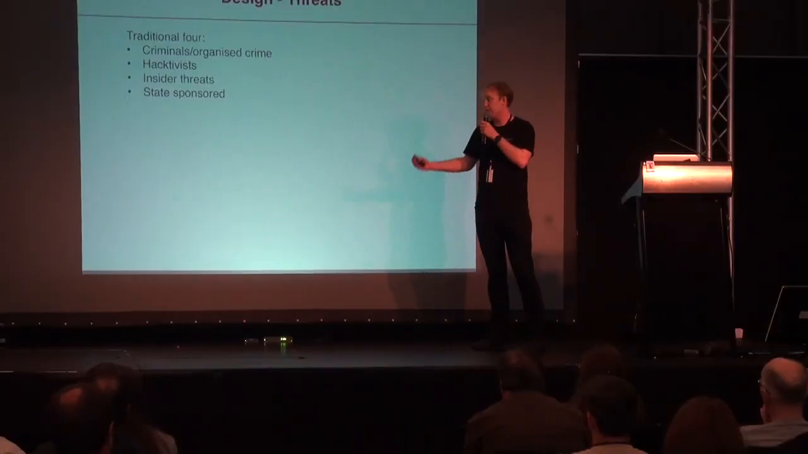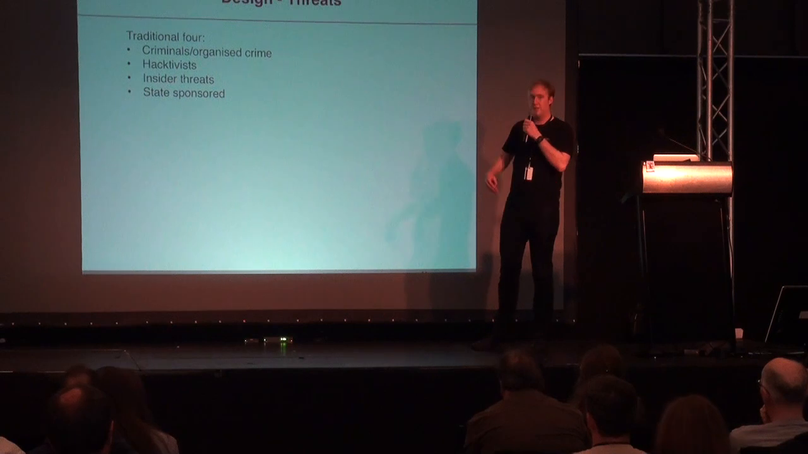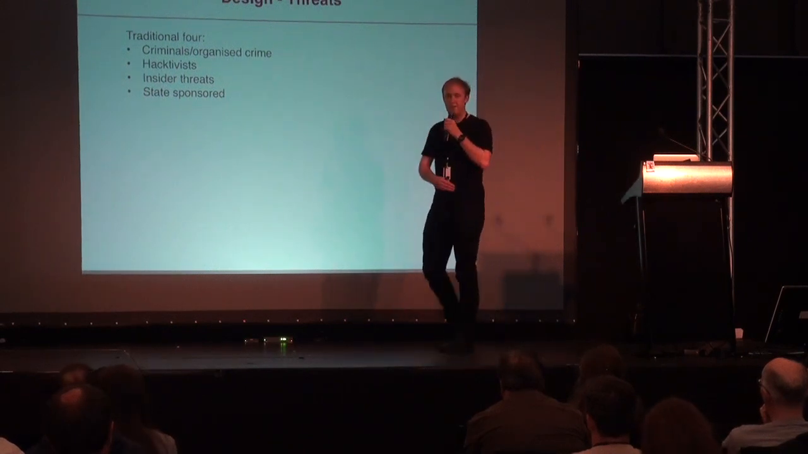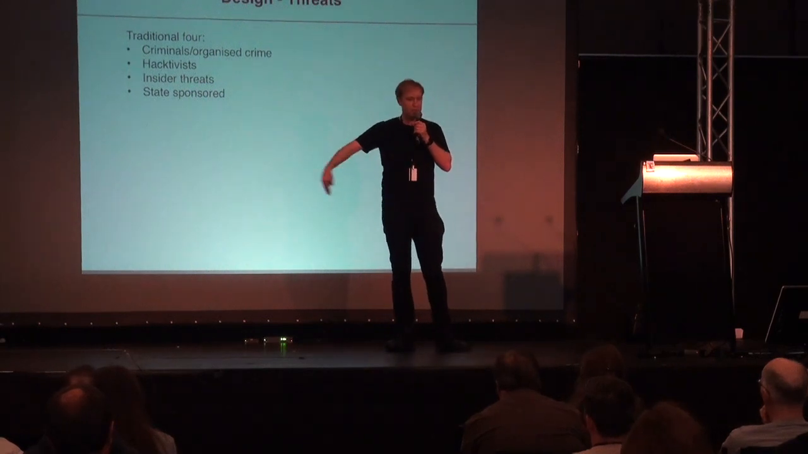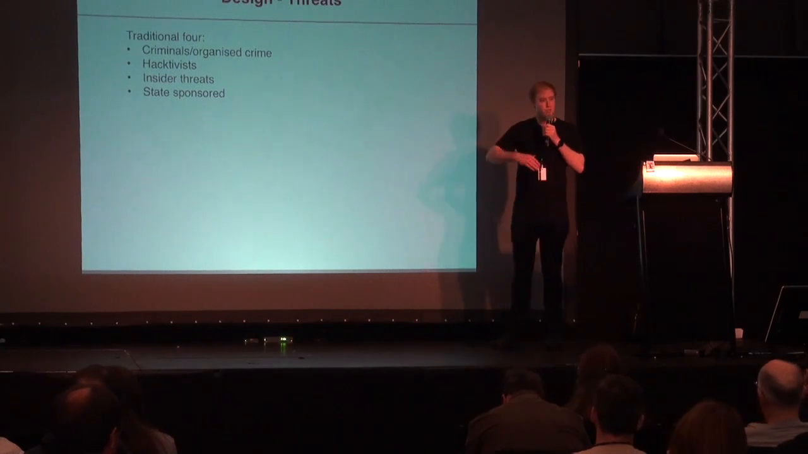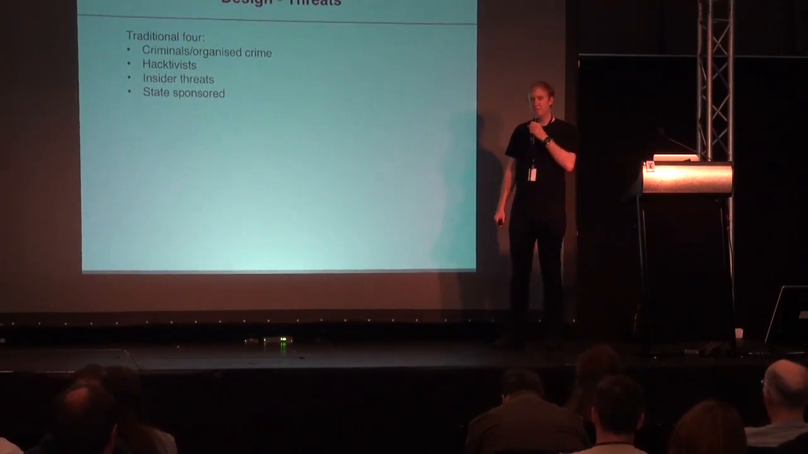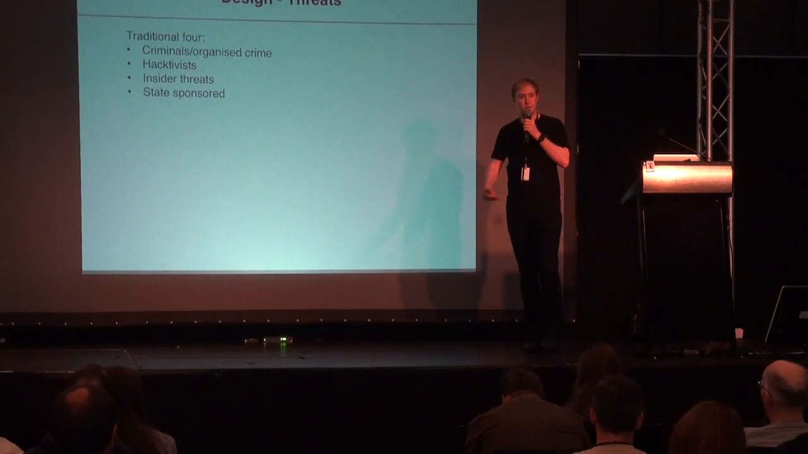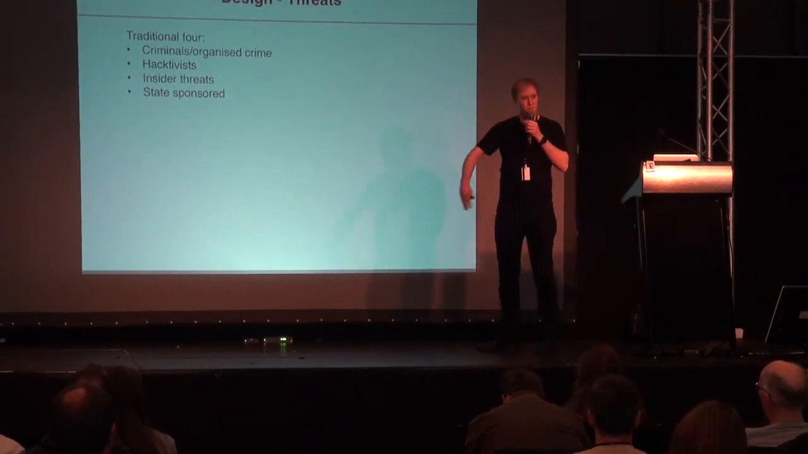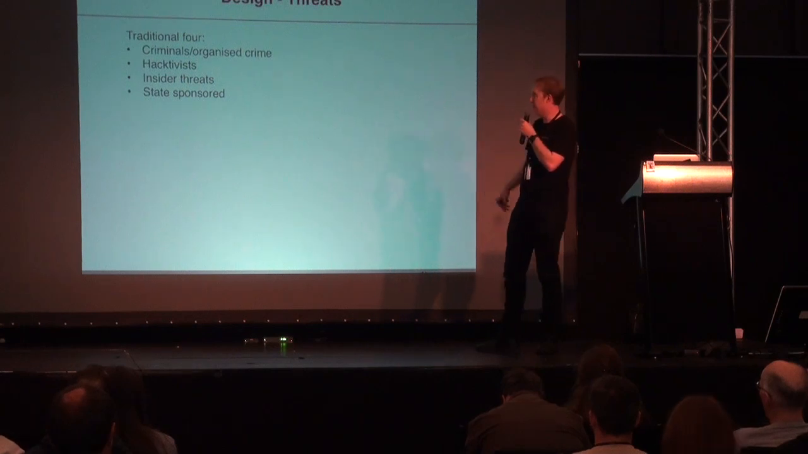So in terms of who we're protecting against, you've got the traditional four. That's criminals, organised crime. They're typically after money, but fairly high skill, willing to play the long game. You've got hacktivists who are of varying skill level, sometimes after political gain, sometimes they just want to cause you reputational damage. That's, at least trying to model it, my threat model, or my primary threat.